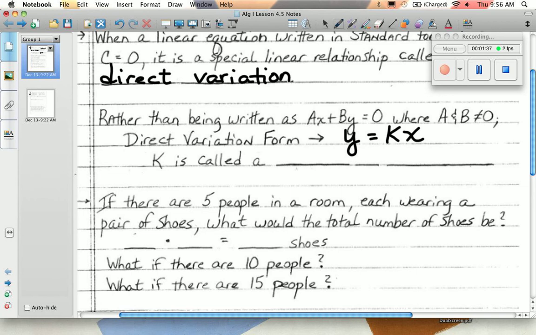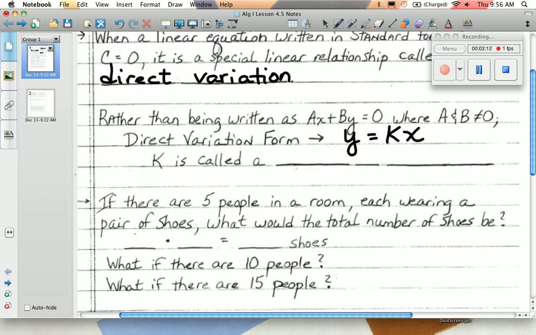Because even if it was Ax plus By equals 0, A and B can't be equal to 0, because if A and B were equal to 0, we wouldn't have x's, we wouldn't have y's maybe, and that would create a problem. When we have it in standard form set equal to 0, we can move those x's over to the other side, and those x's would be alone. Does anybody know what k is called in this situation? What do they call that k value?